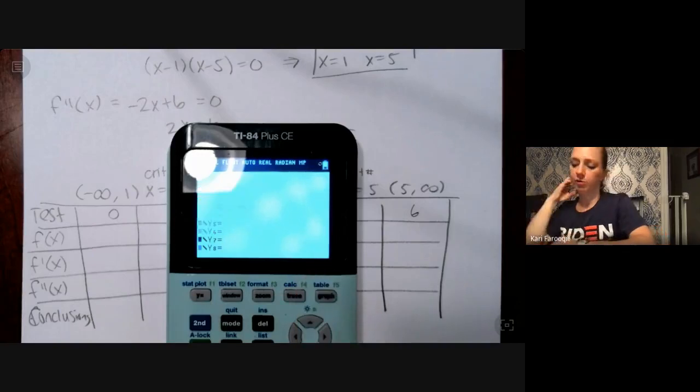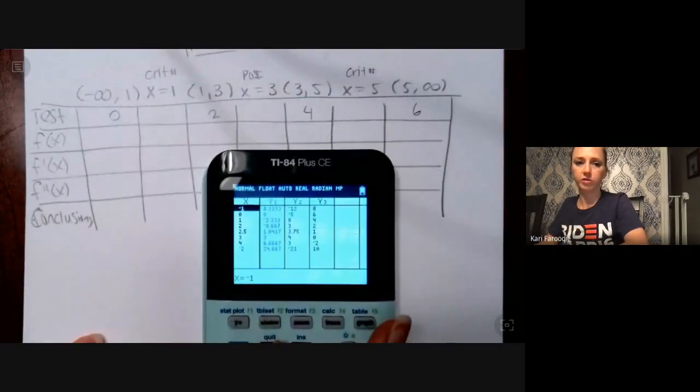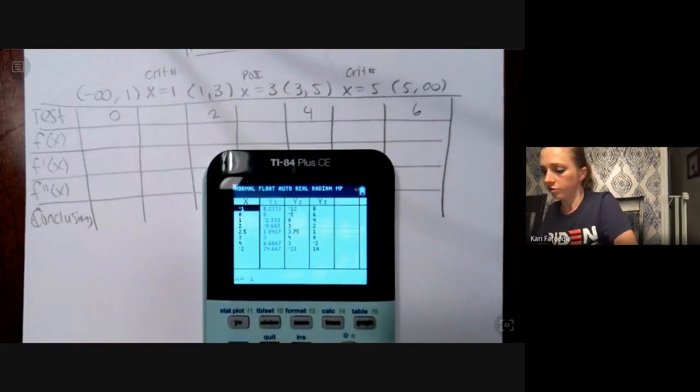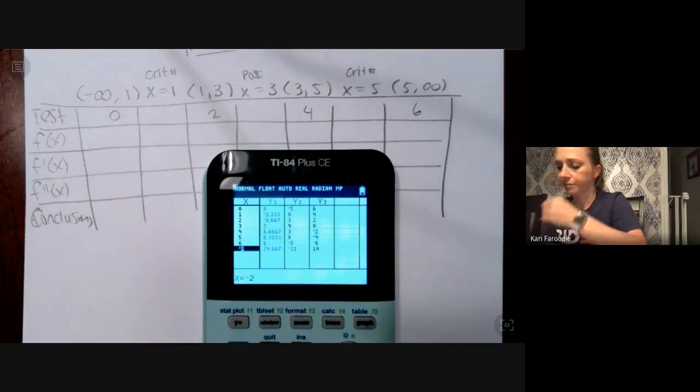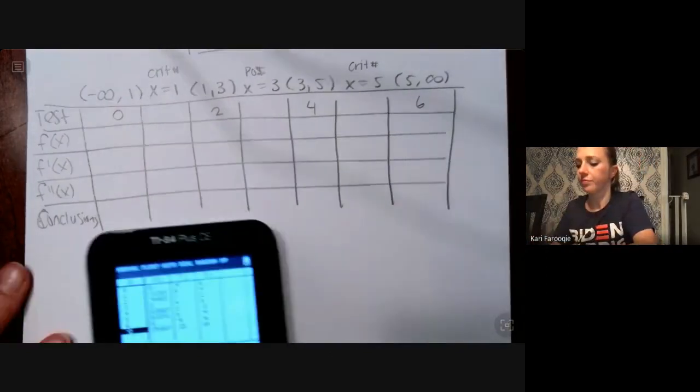I'm going to go to my table. I'm going to put all the values in here. So I'm going to start at 0. I'm going to do 0, 1, 2, 3, 4, 5, 6. And I'm going to write all these down as I work my way through.